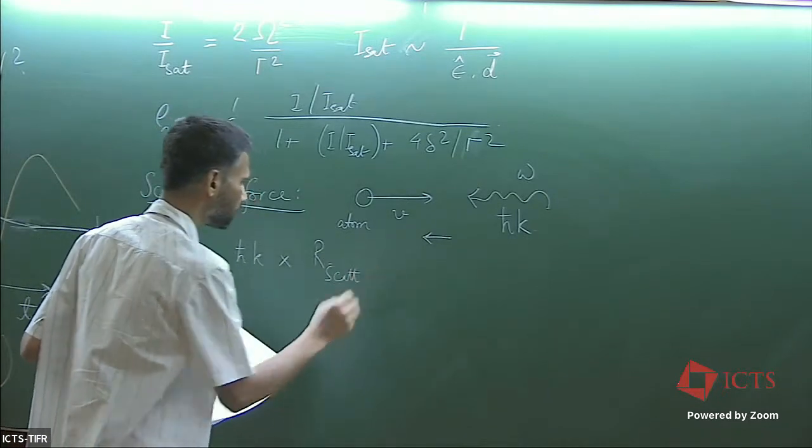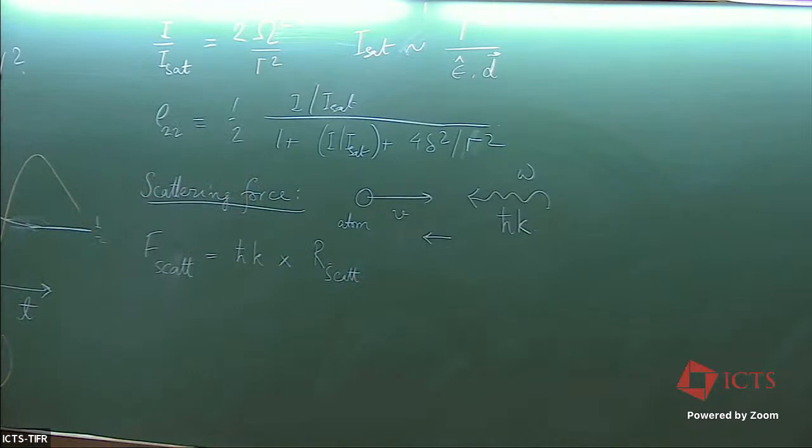What is the meaning of scattering rate? How many times the photon is scattered per second, right? Because you see, unless the photon is scattered, the system goes from state 1 to state 2. Unless it scatters, spontaneously emits and comes back to state 1, it cannot absorb another photon. So I'm limited by how fast it is actually giving out the photon.